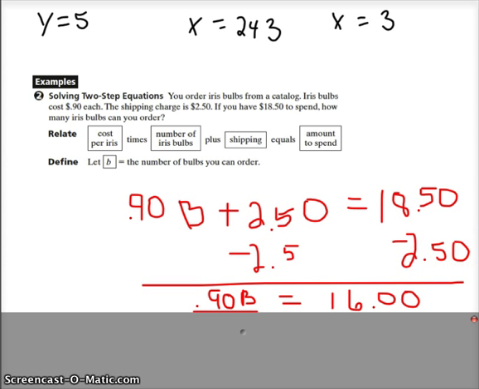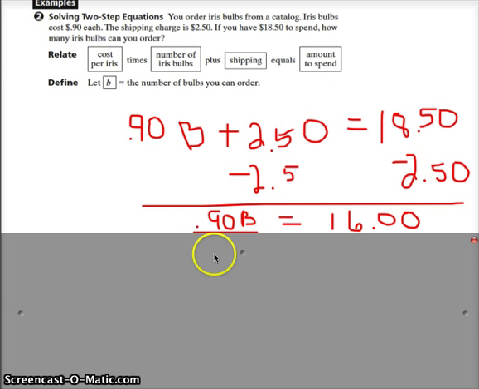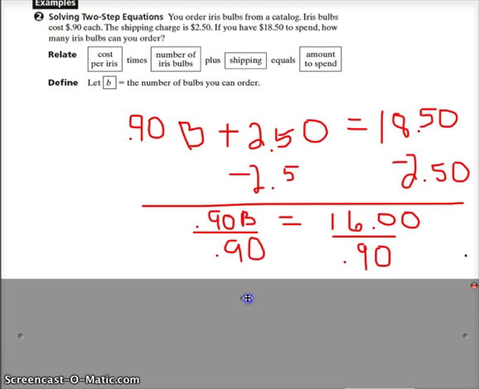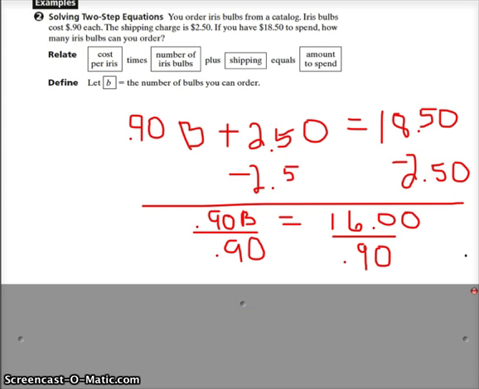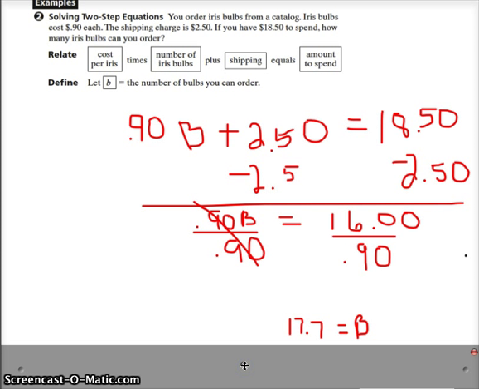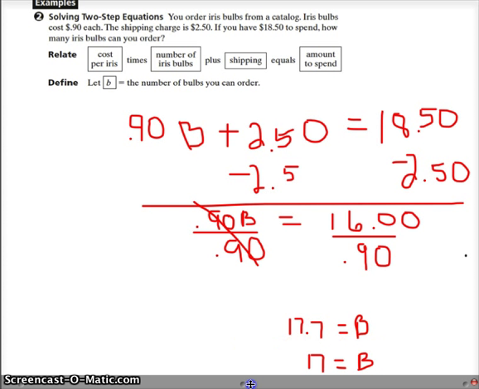Okay? So now, since we have 90 cents per bulb, and we have $16, if we divide both sides by 90, the 90s cancel out. 90 cents divided by 90 cents is going to be 1, so we're left with 1b equals 16 divided by 90, which gives us 17.7b. Now, because this is a real world situation and we cannot order 0.7 bulbs, we're going to have to round our answer to 17 bulbs, the maximum number we can order.